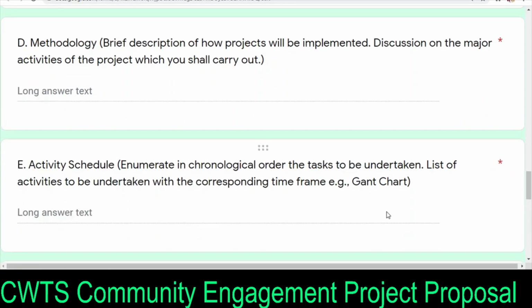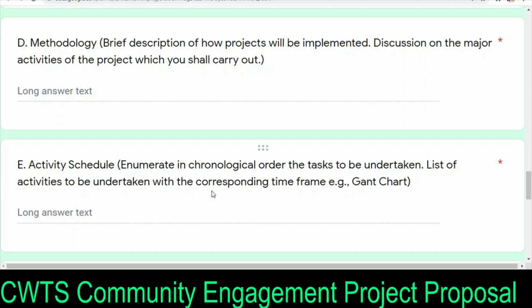Okay, moving on. E is the activity schedule. This is related to duration, but usually it is in the form of a Gantt chart. Like this activity 1, how long, how many days? Activity 2, how many days? So this is a list of activities to be undertaken with the corresponding time frame.